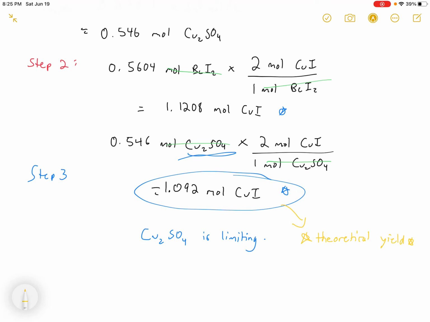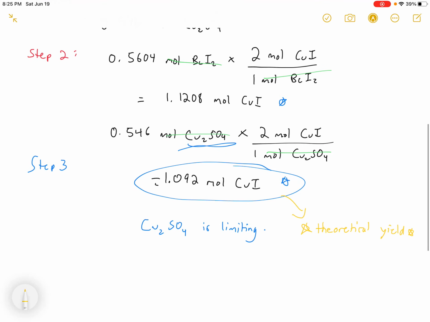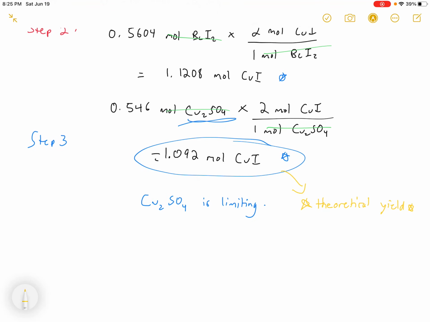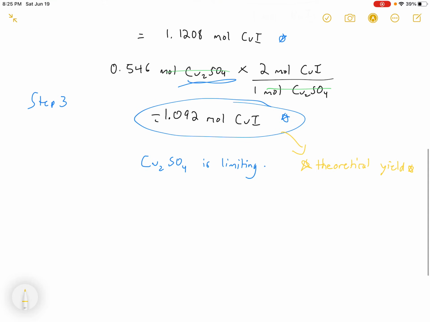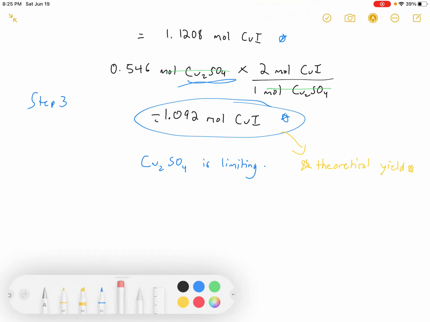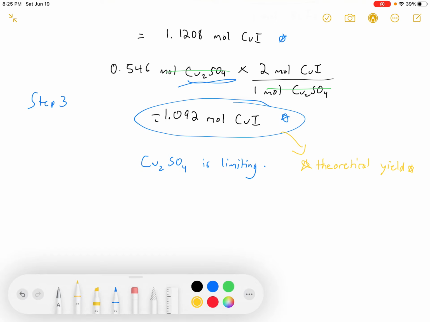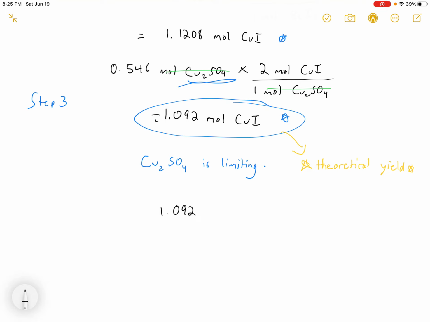So theoretical yield, when we studied percent yield, theoretical yield relates to stoichiometry, which also relates to limiting reactants, which is part of every chemical reaction. So we know that the theoretical yield of this reaction of copper 1 iodide is going to be 1.092 moles of copper iodide. We know that 1.092 moles of copper iodide is produced.